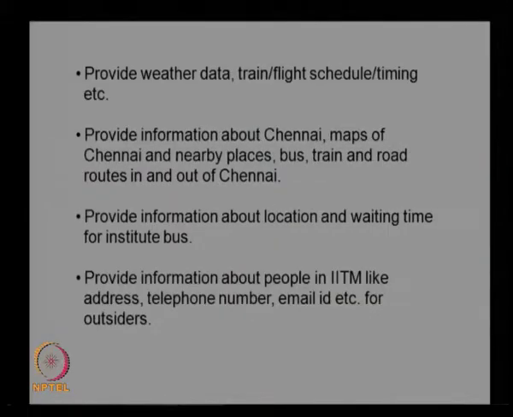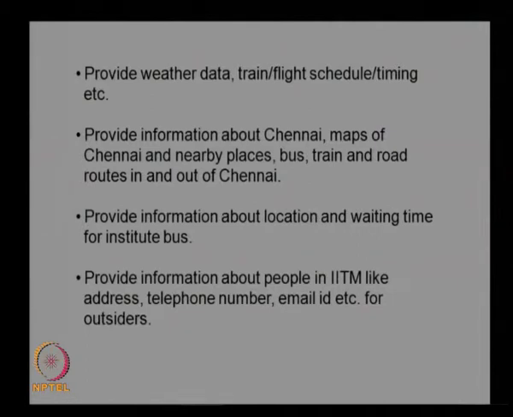And apart from this, we can actually provide the weather data, train, flight schedule timings. Again, coming under the utility services, you can provide the weather data as well as train, flight schedule timings. Then providing information about the city, maps of Chennai and nearby places, bus, train and road routes in and out of Chennai. Then provide information about location and waiting time for institute bus.